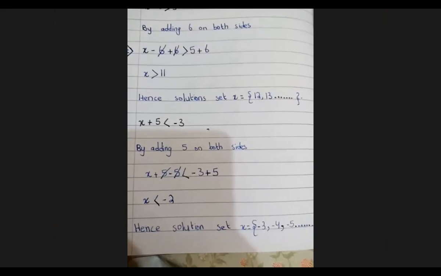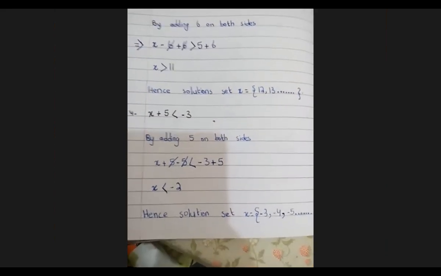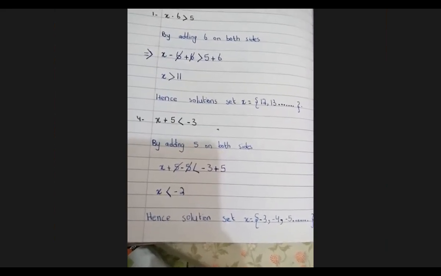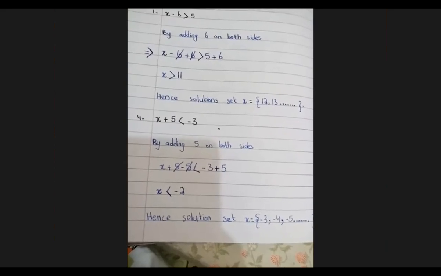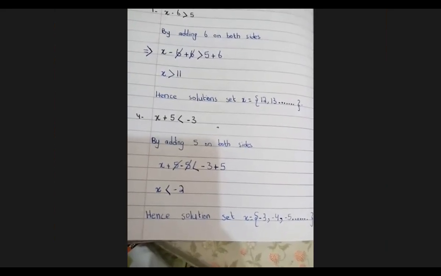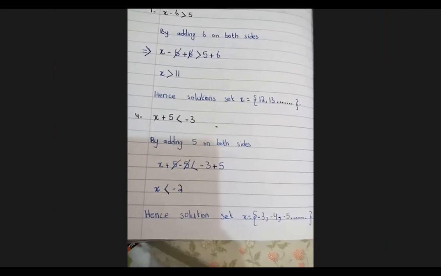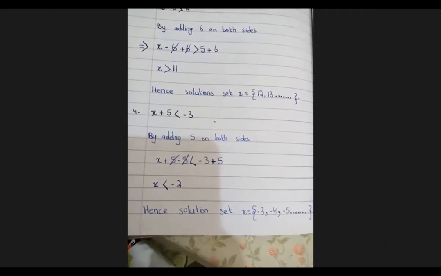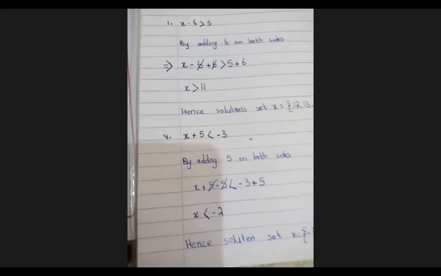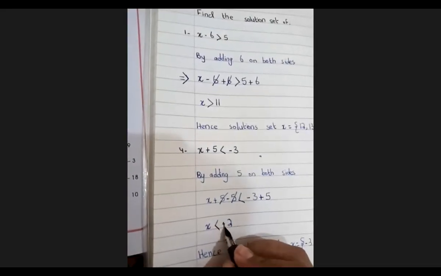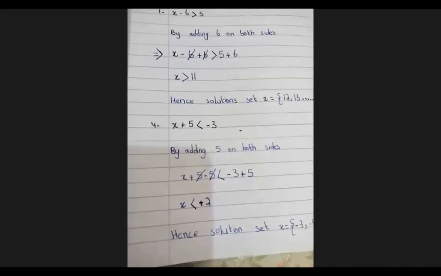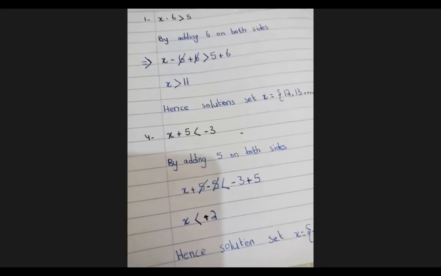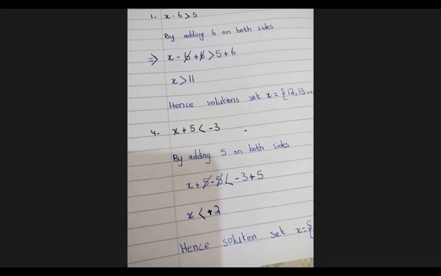Okay, question number 4 is correct. By adding 5 on both sides, we get x plus 5 minus 5 is cancelled. We get x is less than, but it's wrong. Jay Kumar, when x plus 5 is less than minus 3, this 5 is adding. Listen. In this question, x plus 5 is less than minus 3. We have to subtract 5 on both sides.